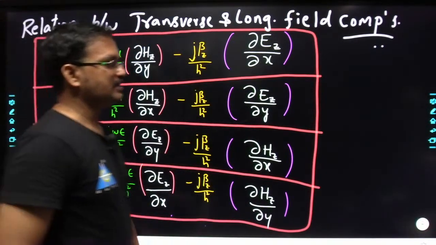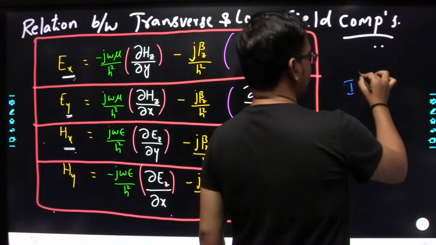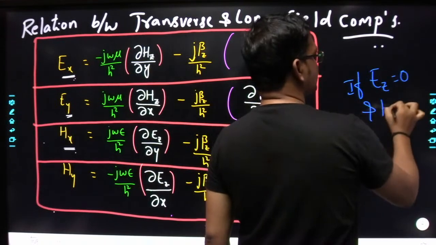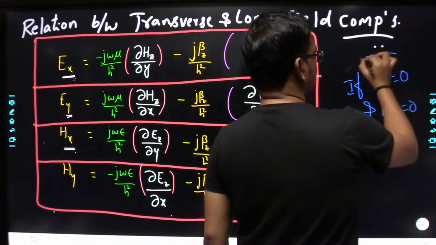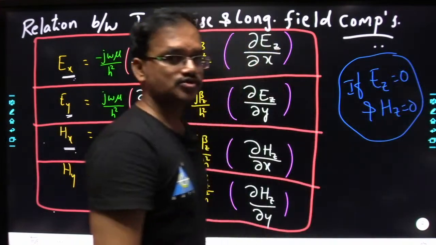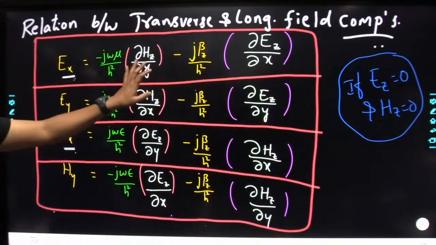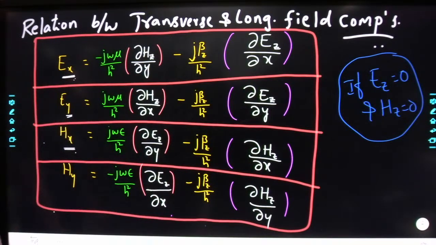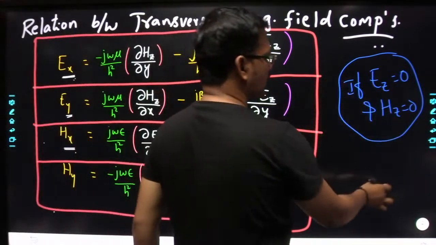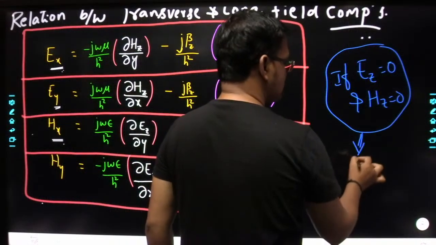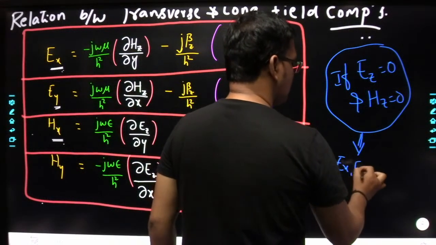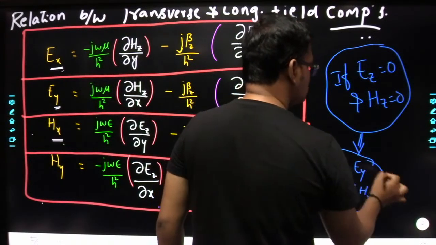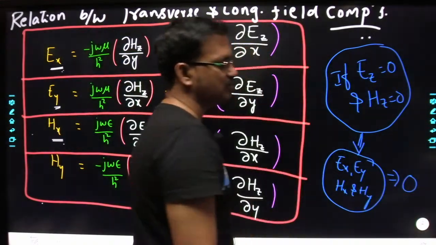Let us assume Ez is equal to 0 and Hz is equal to 0 here. If you put Ez equal to 0 and Hz equal to 0 in all these expressions, all these field components will also become equal to 0 or not? So if Ez equal to 0 and Hz equal to 0, this implies Ex, Ey, Hx and Hy, all these field components will also become equivalent to 0.